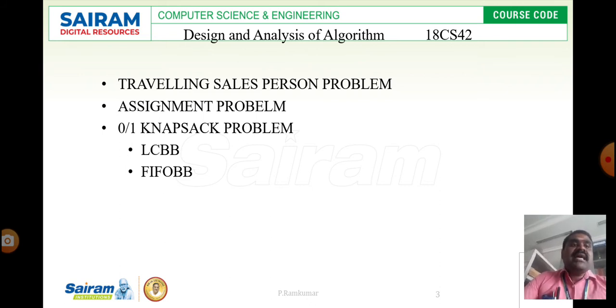Which means that a person has to work only a little amount of time, and then he has to produce maximum profit. That is the main objective of the assignment problem. If I am doing any work, I have to do the work in a minimum amount of time, but it has to give maximum profit. That is the concept of the assignment problem.